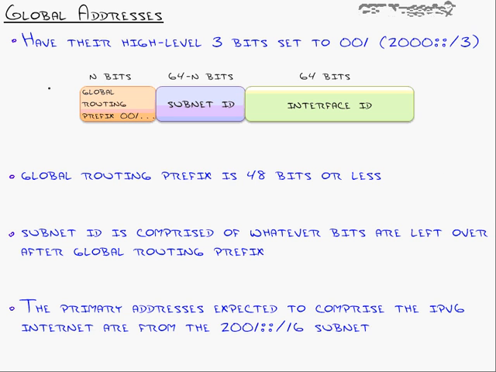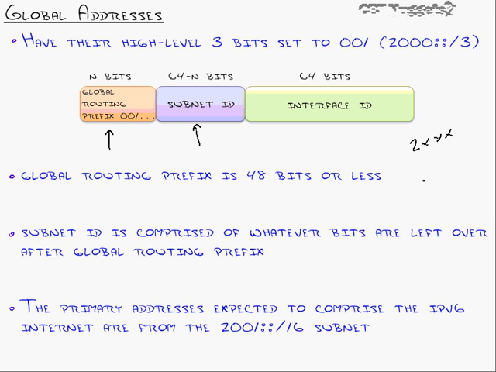Now you can see the global routing prefix. This address is divided into 3 major sections. The global routing prefix is 48 bits or less. It could be smaller, could be larger. The subnet ID is going to be comprised of whatever bits are left over after you have this global routing prefix. Here's the idea that the powers that be have decided on for the internet addresses. We've got this pool starting with 2XXX. Anything after that is fair game.